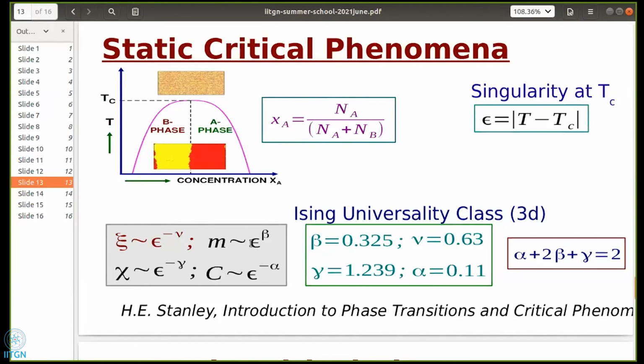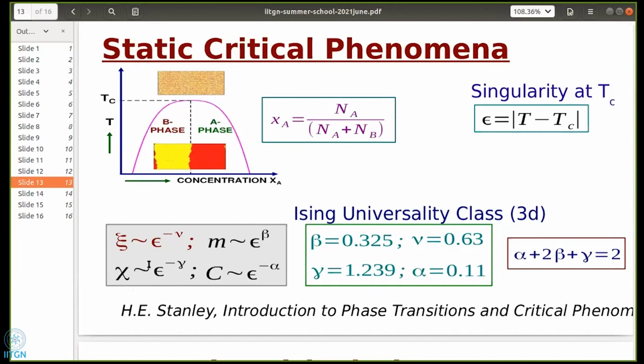Similar kinds of singularity are captured by other quantities, namely susceptibility, specific heat, etc. We will come back to these quantities in detail tomorrow, just to give you a brief flavor of the static critical phenomena.